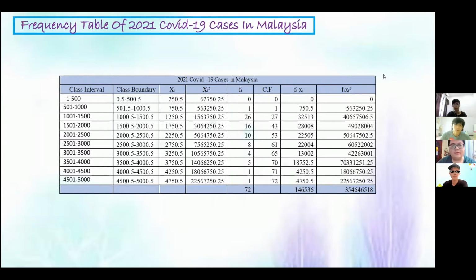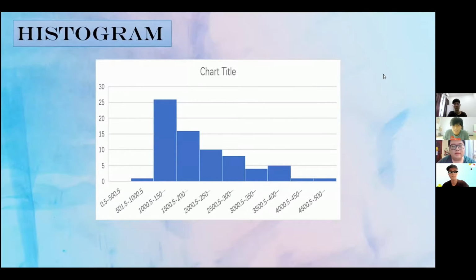Now let's look at the frequency table of 2021 COVID-19 cases in Malaysia. We take the class interval from 1 until 500 and the class boundary from 0.5 until 500.5. The highest frequency is 26 and the lowest frequency is 0. And we took 72 days as our frequency in our data. This is a histogram of daily confirmed cases in Malaysia. As we can see, this graph is also positively skewed, skewed to the right side.